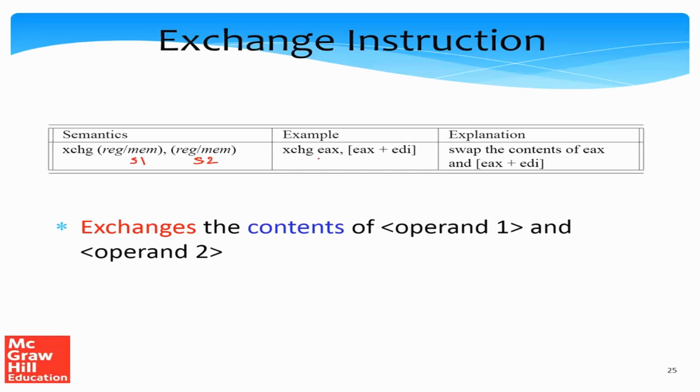So we can write exchange EAX and a memory location, EAX plus EDI in square brackets. It will essentially swap or exchange the contents. The contents of EAX will come here and the contents of this memory location will come into EAX. So it will exchange the contents of EAX and EAX plus EDI. It will just swap the contents of operand 1 and 2. So what are the instructions you have seen up till now? We have seen the move series of instructions and exchange.